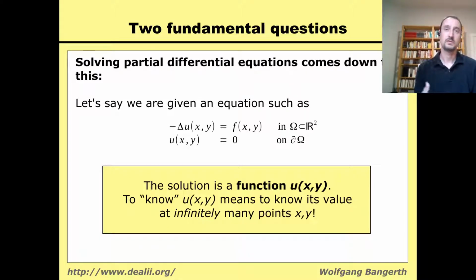And so when somebody says that they know the solution, u of x and y, what that really means is that we have to have a way to be able to say what is u of x and y at infinitely many points x and y, because there are infinitely many points in this domain. And so when I phrase it like this, it already becomes clear that there is probably an issue, right? When I say infinitely many points, that is something that we will struggle with in practice.